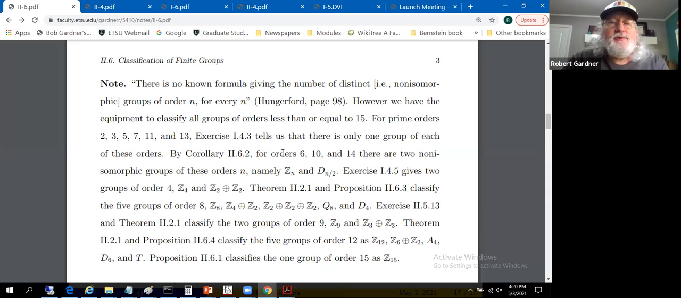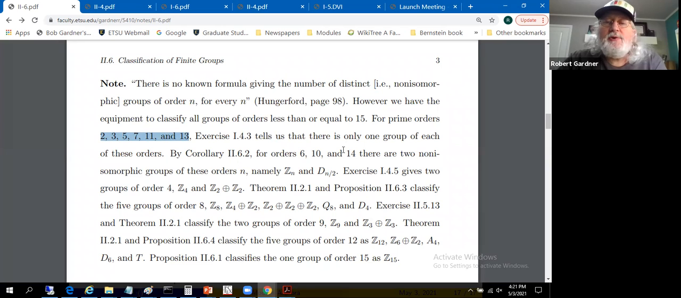For prime orders, exercise 1.4.3 tells us there's only one group of a given prime order. And in fact, it's a cyclic group, so it's an abelian group. So with an eye towards 1 through 15, for the prime orders 2, 3, 5, 7, 11, and 13, there's only one group of those orders: groups isomorphic to Z sub p, where p is those particular prime values.